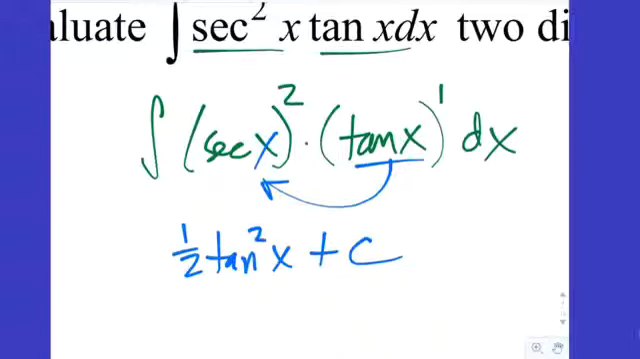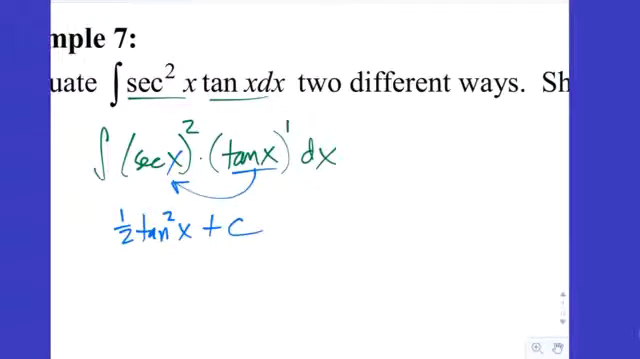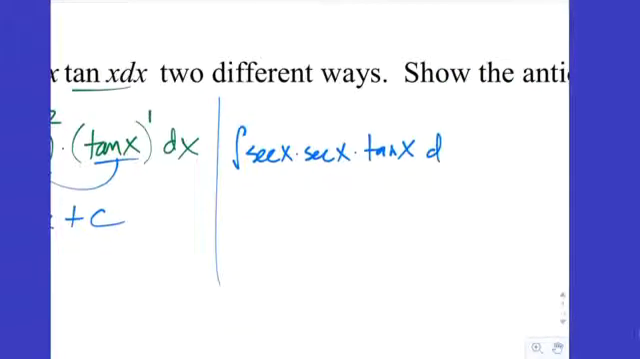So that's one way to do it. Here's another way to do it. And some people think this way. Another way to write secant squared of x besides secant x quantity squared is secant x times secant x, right? Times tangent of x. Now, why would you want to do that? Now you're making it into a triple product.